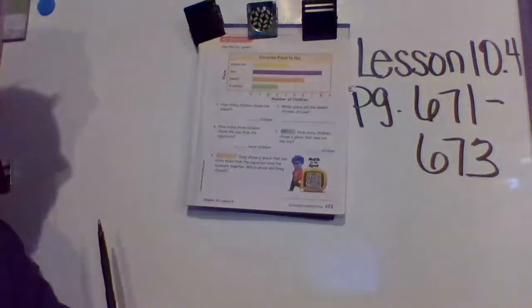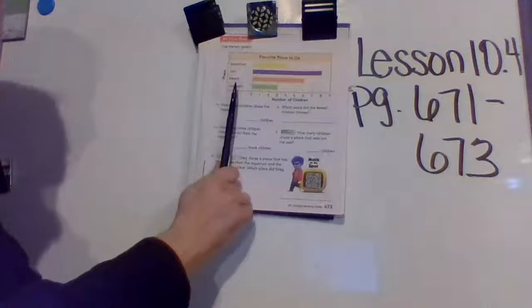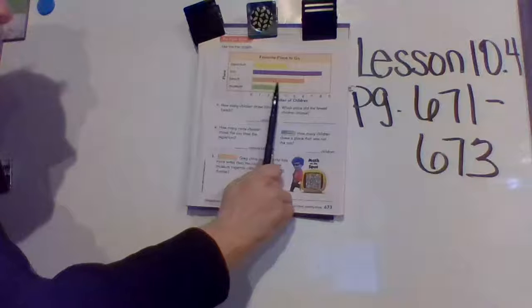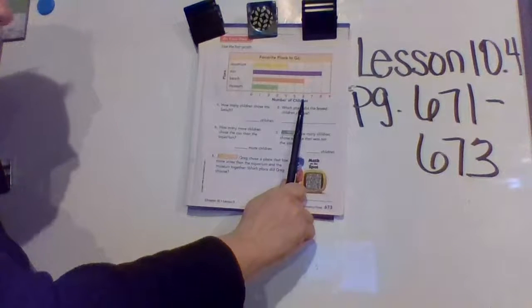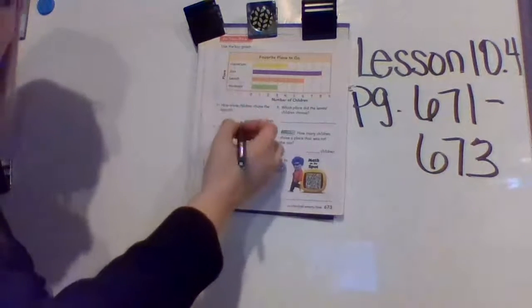Number 4, how many children chose the beach? So we're going to go up to our bar graph. We're going to follow our finger all the way down to the end of the orange. We're going to take a look at that number. How many children chose that beach? Good. 6.